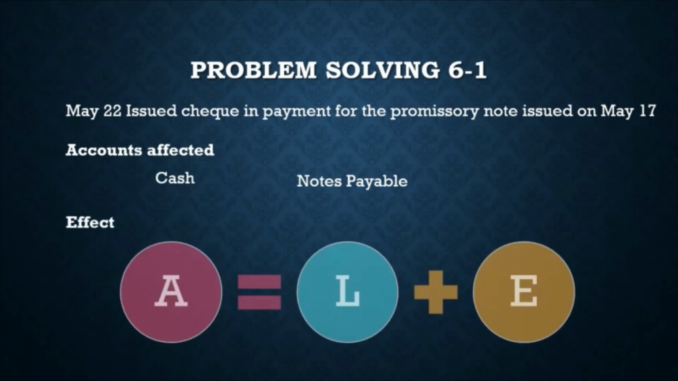Then yung effect nito sa ating accounting equation, so walang effect sa equity kasi cash is an asset and notes payable is liability. So there will be a decrease in notes payable kasi nagbayad na tayo dun sa promissory note and also decrease in cash kasi binayaran nga natin using check.